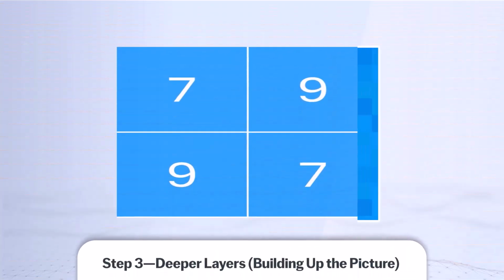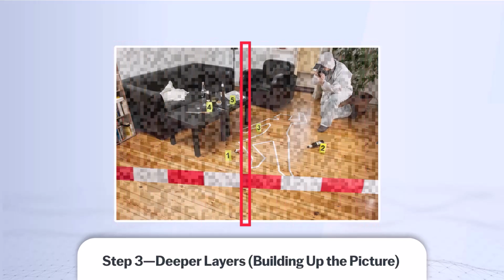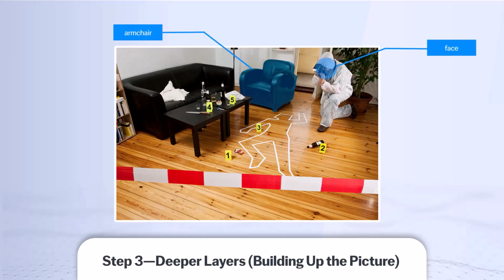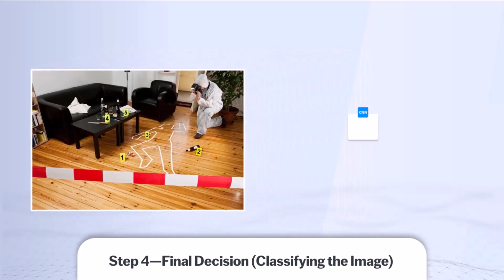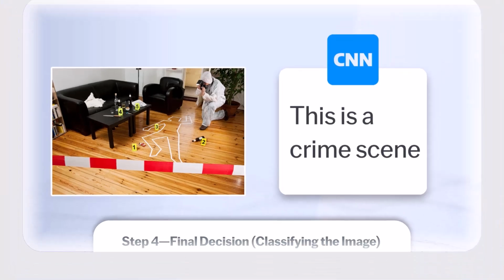The CNN goes through multiple layers, each time combining the simpler patterns from earlier layers into more complex ones. As it moves deeper into the network, it starts to recognize larger and more specific parts of the image, like a whole face or an entire object. In the final layer, the CNN puts everything together and makes a decision about what's in the image. It might say, this is a cat, or this is a car, based on all the patterns it recognized.